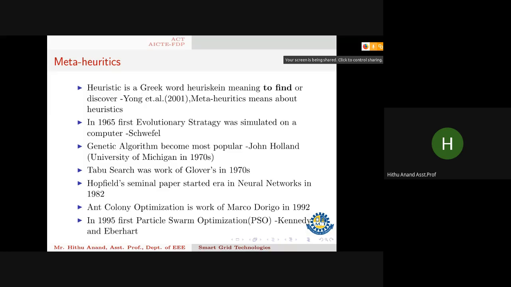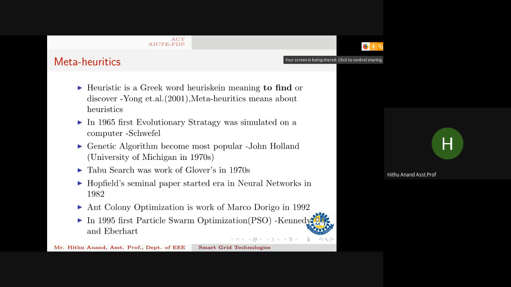Then ant colony optimization is more recent, and there is a textbook on that also. I was able to find most of these textbooks in the Anna Centenary Library in Chennai. I found this ant colony optimization textbook in the reference section. I believe it is available on the fifth floor. If somebody is interested, you can go and refer to it. It's a very interesting textbook.